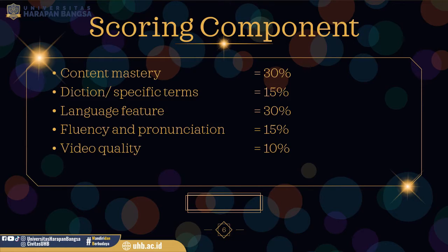Okay, and then the components: the content mastery is worth 30%, the diction or specific terms is worth 15%, and the language feature is worth 30%. Fluency and pronunciation is worth 15%, and the video quality is worth 10%.